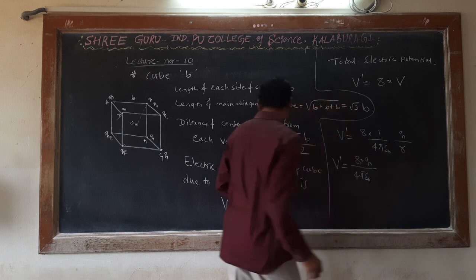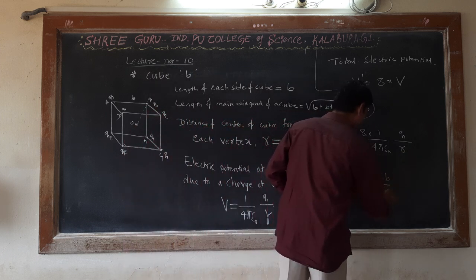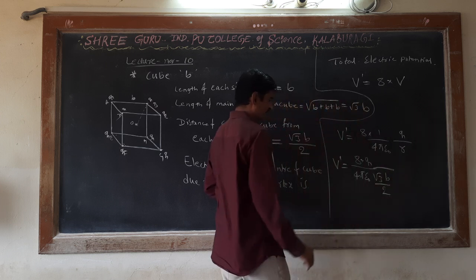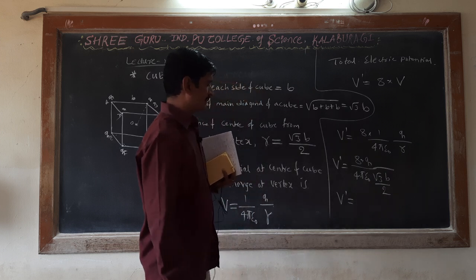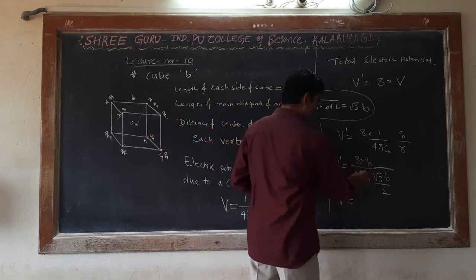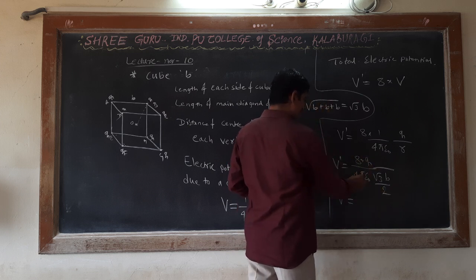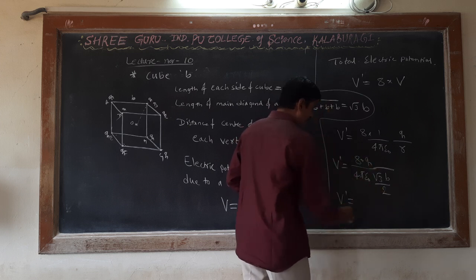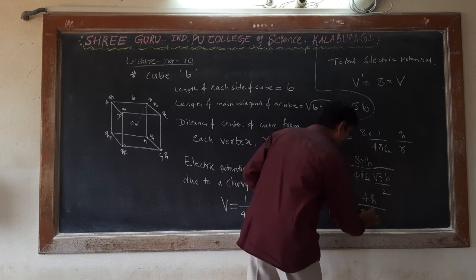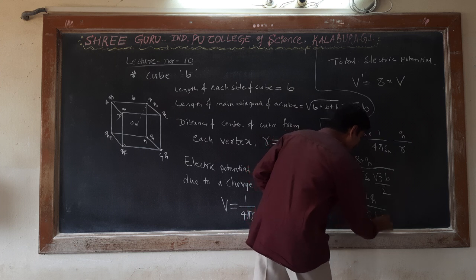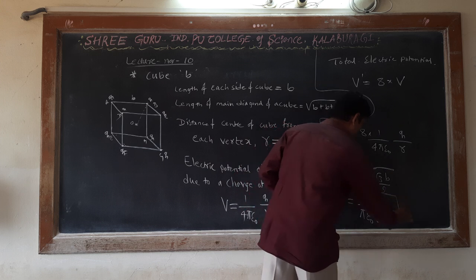And now substitute the R. R value is root 3b divided by 2. And now simplify this one. So V dash is equal to, 2 goes to the numerator, 8 into 2, 16. 16 divided by 4, so you will get 4. 4q divided by pi epsilon naught b root 3. So this is the correct value.